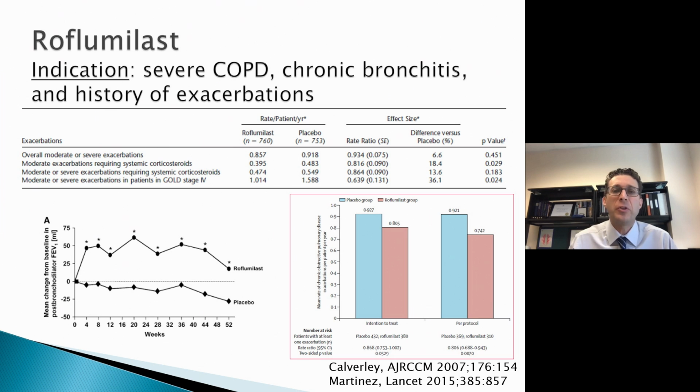Roflumilast is an oral treatment for COPD indicated for severe COPD with chronic bronchitis, chronic cough and phlegm in patients with a history of exacerbations. In both studies of patients without other treatments and patients on inhaled corticosteroids and long-acting beta agonists, roflumilast may reduce exacerbations by approximately 15 to 20%. It does have some bronchodilator effect, approximately 50 ml improvement in FEV1, and it is approved as a bronchodilator in Europe. So some patients may have symptomatic benefit as well as the reduction in exacerbations.